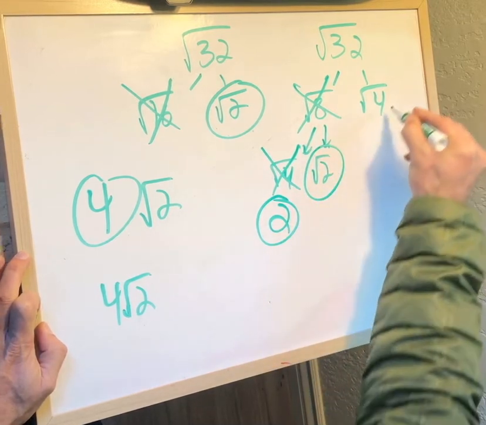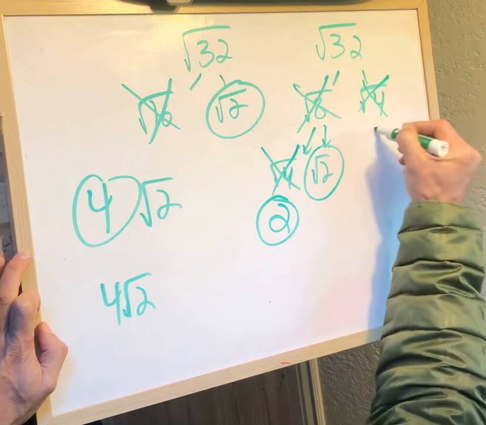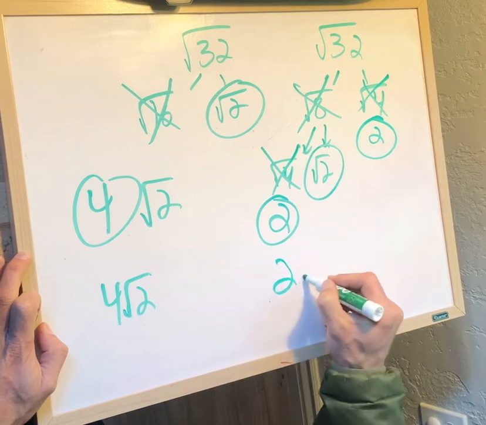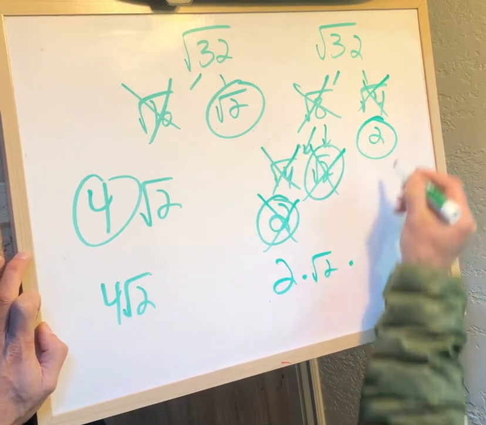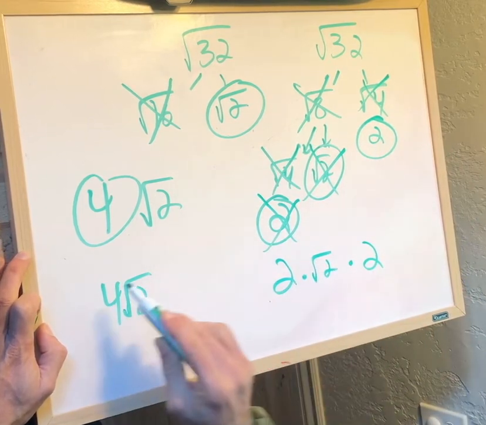Come back over to what you haven't touched yet. What is the square root of 4 over here? It is 2. Now you're going to multiply everything. 2 times square root 2 times this 2. 2 times 2 is 4, with that root 2.